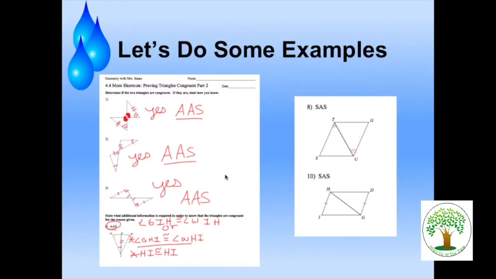All right, so we have to do side, angle, side. We already have some angles, so we need 2 more sides. This one's automatically congruent, so TU is congruent to TU. And then we can do this side over here, and ST, S corresponds with G.